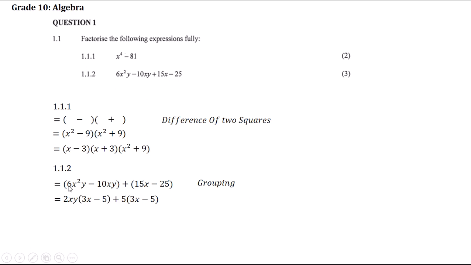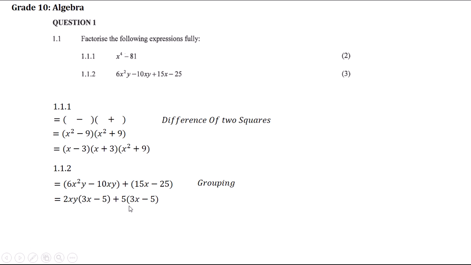So when we take out 2 here, we are left with 3 inside the bracket. When we take out x here, we are left with x. When we take out y, we're still left with this. On this side, when we take out 2, we are left with 5. When we take out x and y, we are left with only 5. On this side, when we take out 5, 5 is the only number that divides 15 and 25. So when we take out 5, we are left with 3x. When we take out 5, we are left with minus 5. This is the only thing that we can do here.